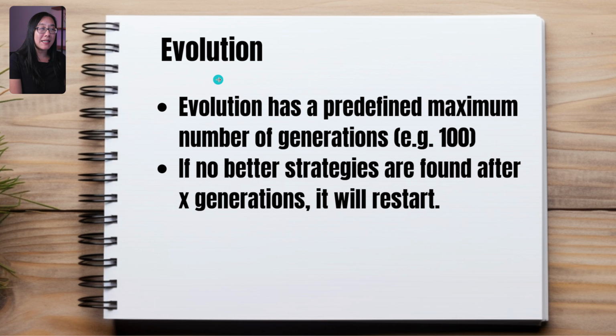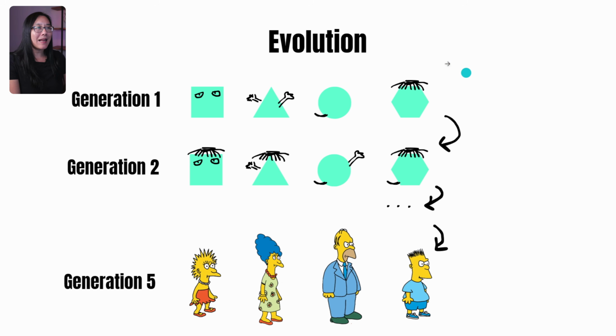The next concept is evolution. Evolution has a predefined maximum number of generations, for example 100, and if no better strategies are found after a number of generations, it will restart again with random generation. In our example, we start off with our first population in generation 1, and in generation 2, we use crossover and mutation. After more and more generations, the final result will look very different from the first initial population. If the final strategies are good, then we keep them.